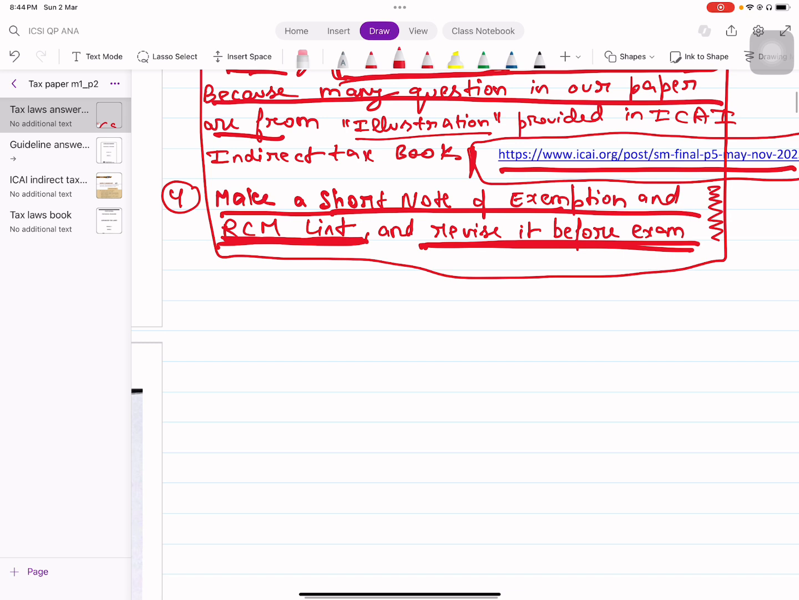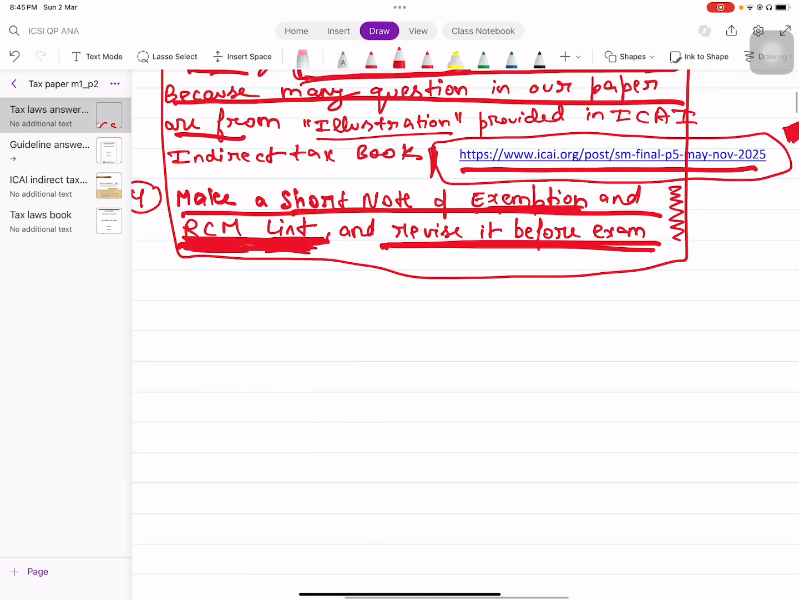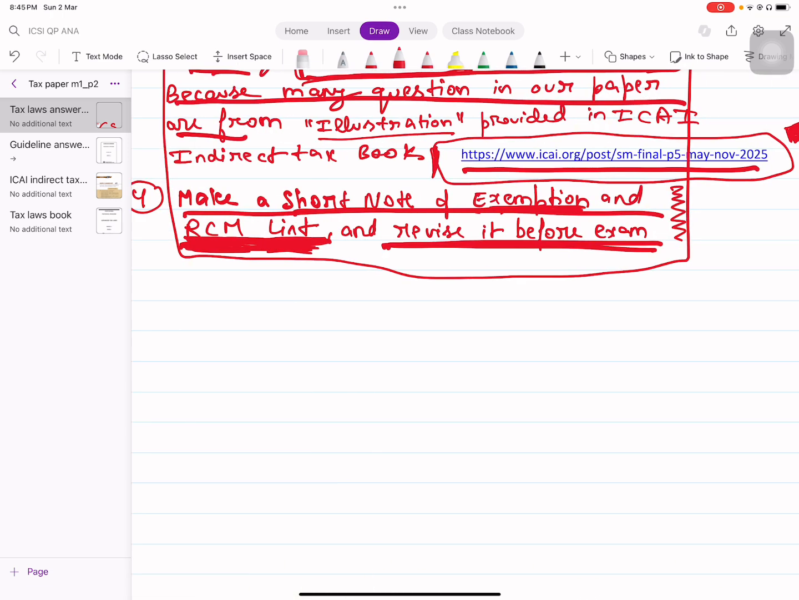Now for the exemption and RCM list part, you don't need to memorize it. Don't waste your time. You can just make a short note of exemptions and the RCM list, and one day before the examination you can revise it and you will be good to go. Because in our examination, the examiner will not ask you to write 5 exemptions or 5 RCM items. He will give you a transaction and ask you to determine whether it is exempt or not. If you have read the exemption and RCM list, you will be able to identify whether the transaction is exempt, because the transactions written in those lists are unique, so you will identify it correctly.